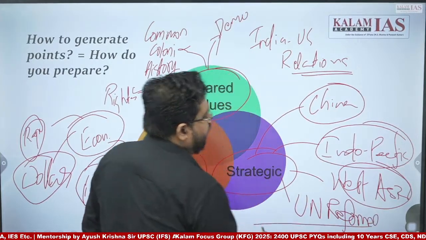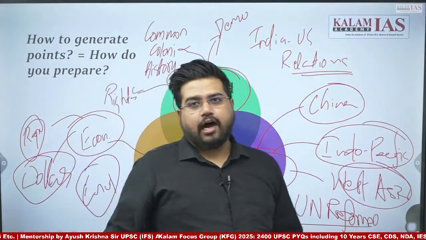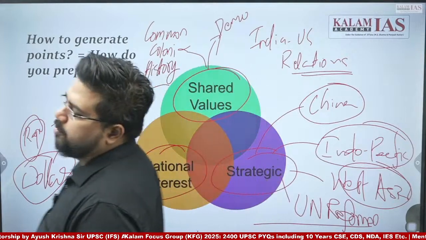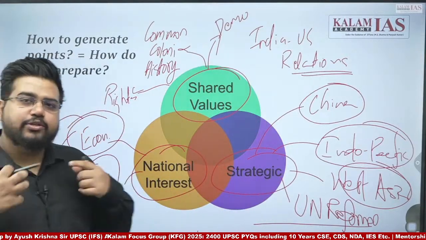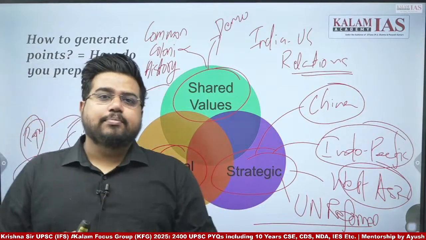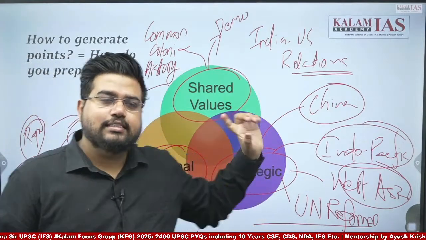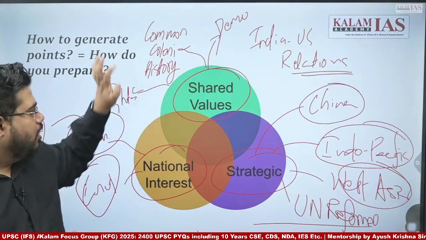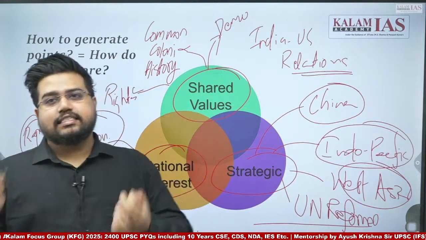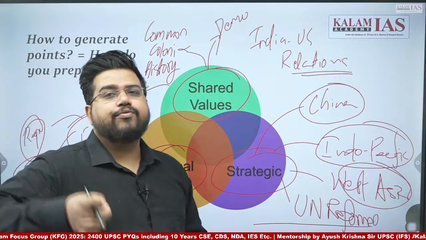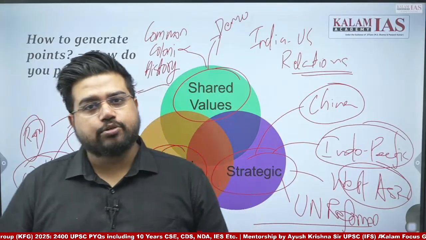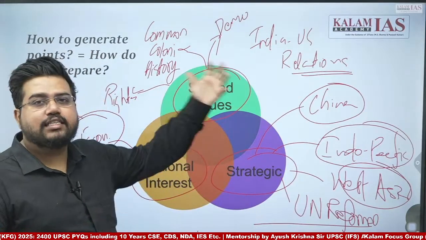Whatever I have given you is a framework for how you should generate points. At least if these three things come to your mind when generating points for any question, it can be India's relation with the US, or troubles in India's relation with the US. You can generate points on value problems, national interest problems and strategic problems. Whether it is institutional questions, this framework is integral to international relations. Almost 8 out of 10 questions, you can directly apply this framework and generate points.